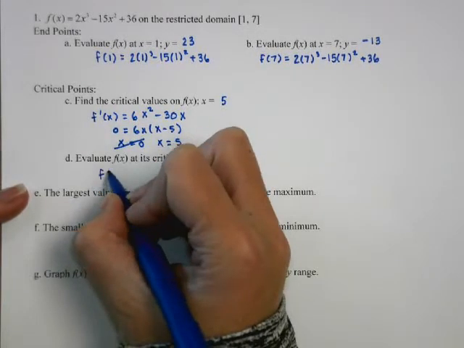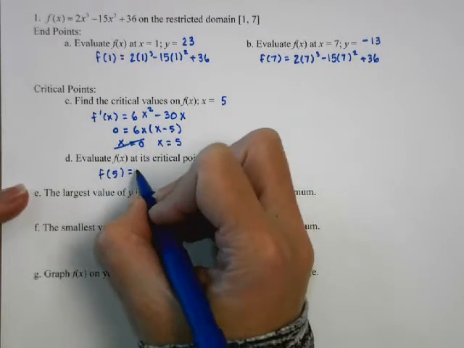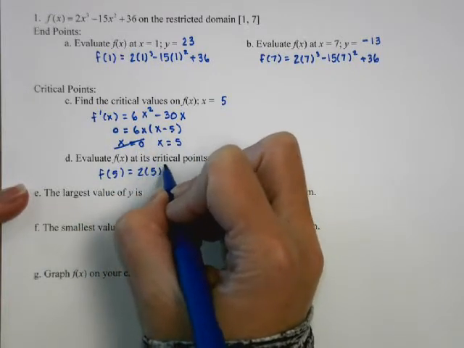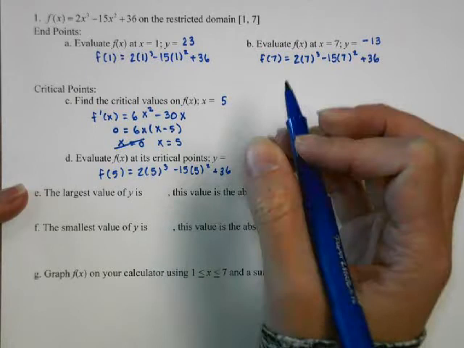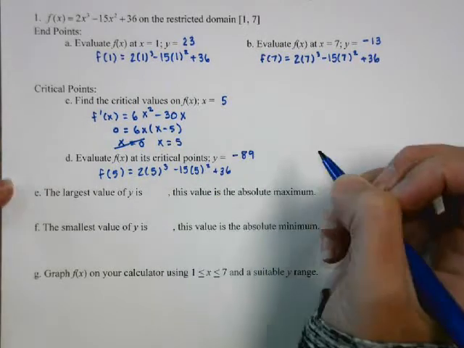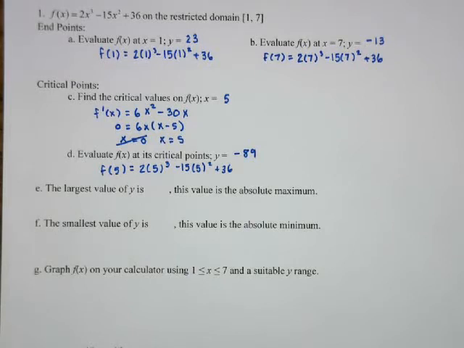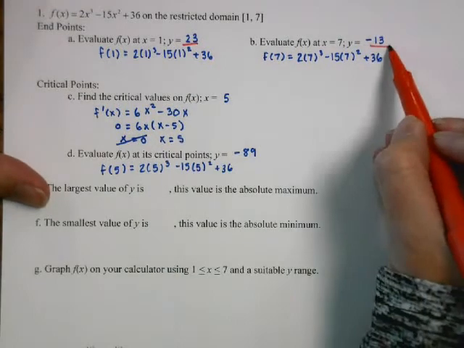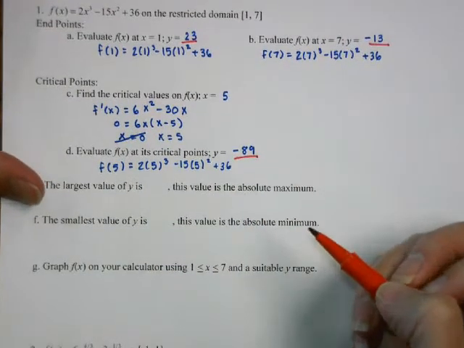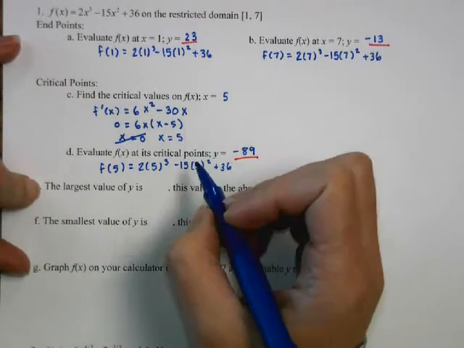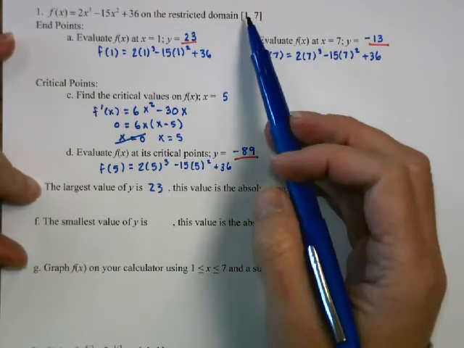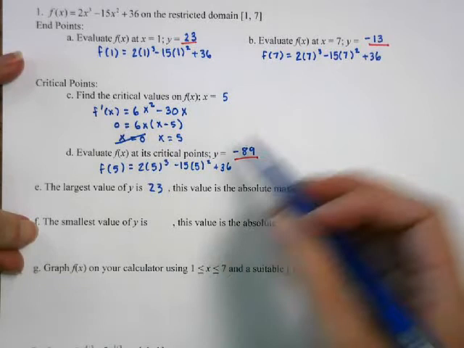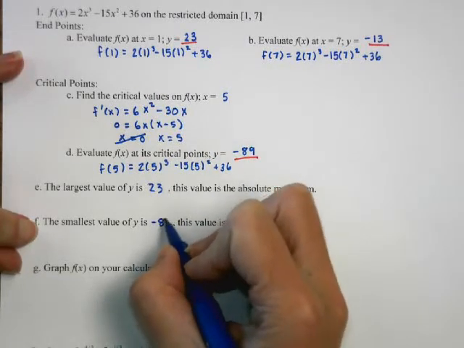So now we'll evaluate the function at 5. And we get a value of -89. So we have 3 candidates for the extreme values. We have 23, the -13, and the -89. So the largest value is going to be the 23. So that is the absolute maximum of this function over the restricted domain [1, 7]. The smallest value is the -89.